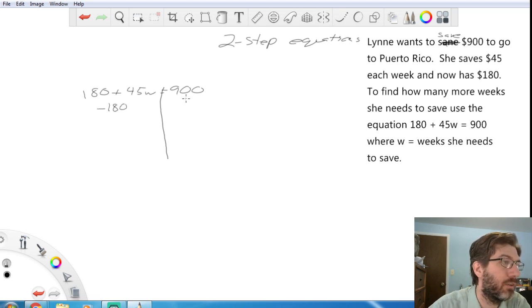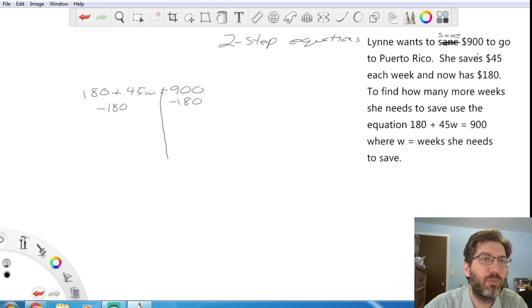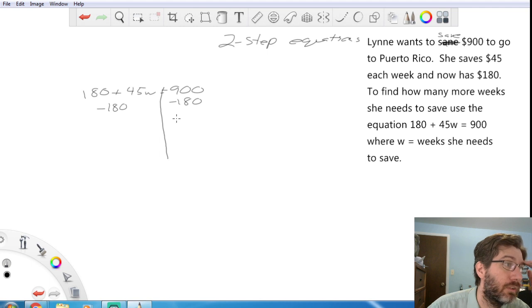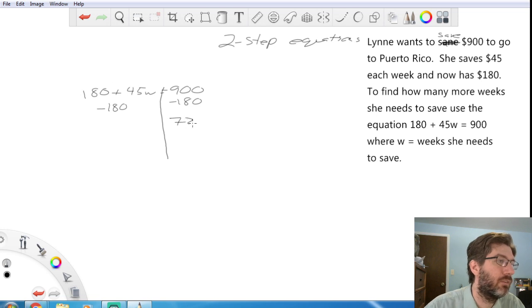So subtract the 180 from it, minus 180, and that makes sense in our head if you were to solve this without the equation. You're like, hey, I need $900, I have 180 saved already. How much more do I need if I'm saving 45 a week? Well, let's figure out how much more you actually need first and get rid of that 180. So 900 minus the 180 gives you 900 minus 100 gives you 700. That's 620. Okay. I don't know. I'm not doing math in my head right now. It's 720. That gives you the 720 equals 45W.